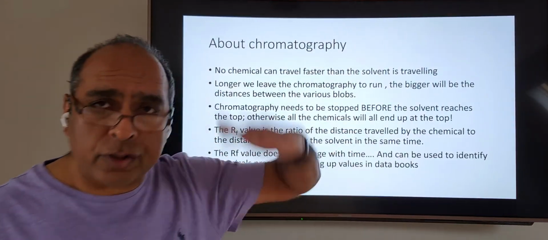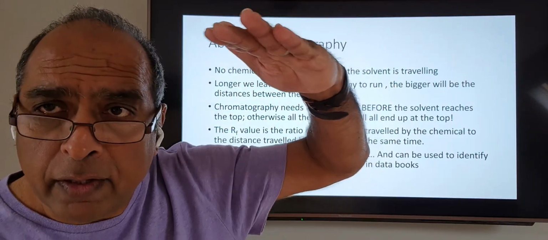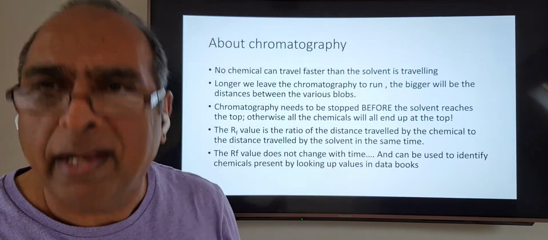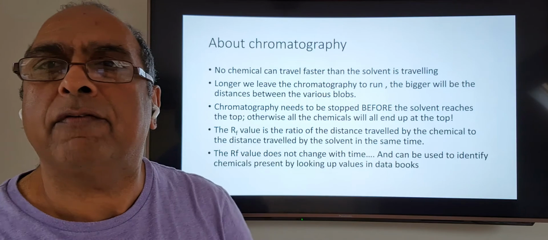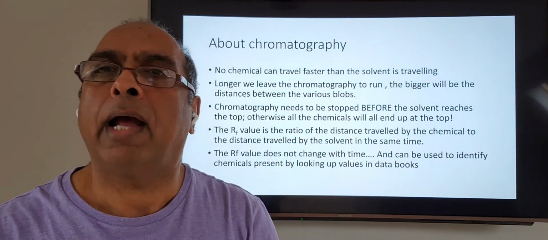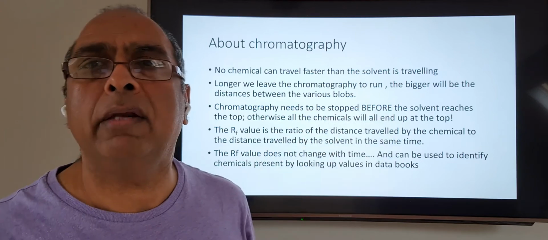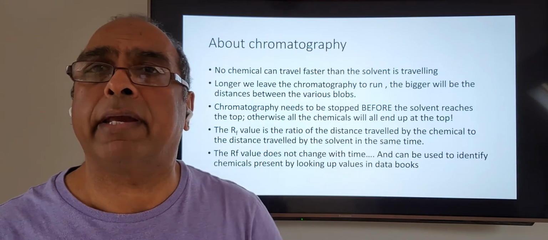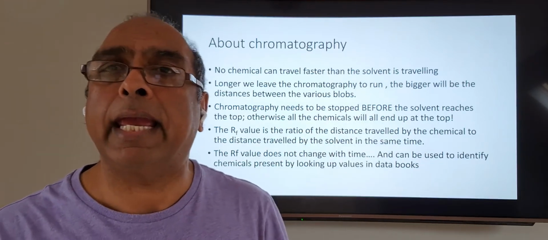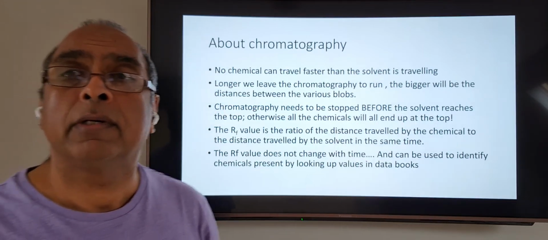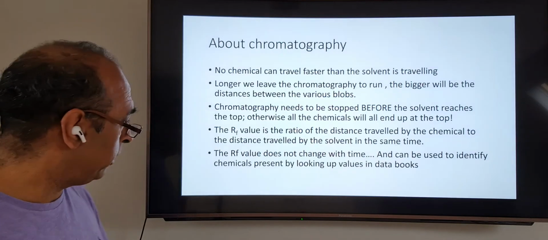Chromatography needs to be stopped before the solvent gets to the top. If the solvent gets to the top and you leave it running, the other chemicals will catch up and everything will end up at the top. And that's no good. Right? You've gone to all this trouble to separate them, and if you don't keep an eye on it and leave it, everything ends up at the top, and you've got your blob of ink at the top rather than the individual chemicals that make up that ink as separate blobs before that. So keep an eye on it.